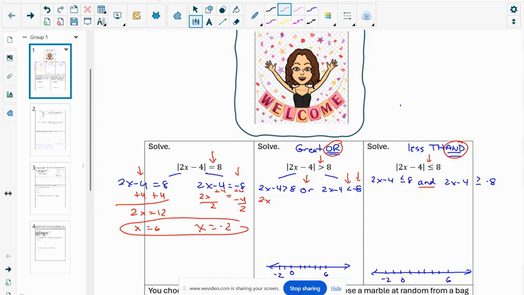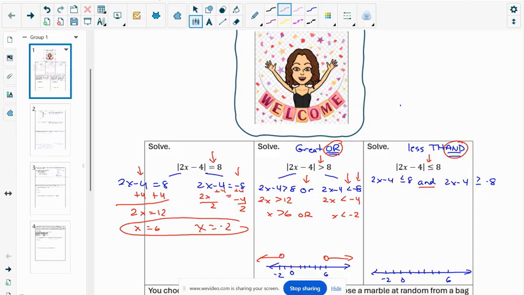So this gives me 2x is greater than 12, x is greater than 6. That's going to give me an "or". Same thing for the other side. Add the 4 to both sides, divide by 2. So I have 2x is less than negative 4. Oops, sorry. x is less than negative 2. Okay, so now we're just going to graph that. So I have an open circle to the right for x is greater than 6, and an open circle to the left for x is less than negative 2.